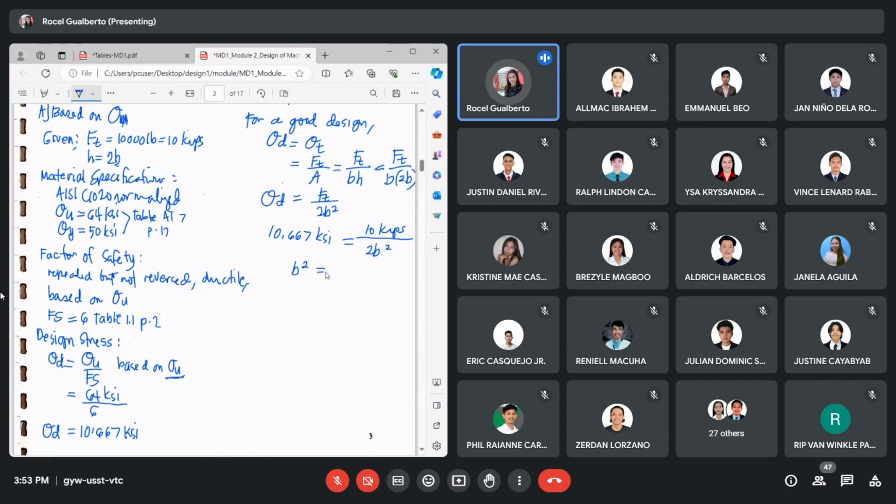So B squared would be 10 kips divided by 10.667 kips per square inch. And then you have there 2. So you can cancel out po yung kips. Yung inch squared naman po pupunta dun sa numerator. And this is B squared. So if you take the square root, then you'll obtain your B value in inches. Okay? So ano pong sagot? Paki-compute po.